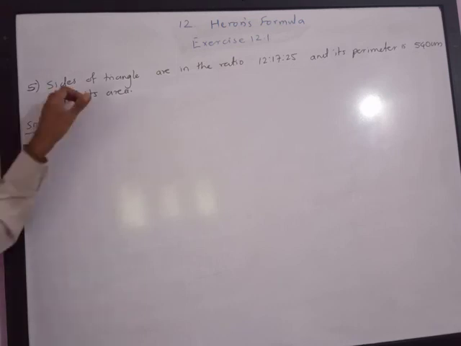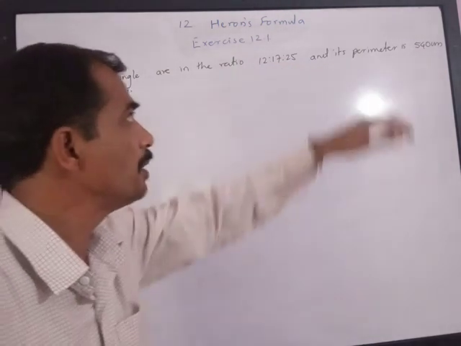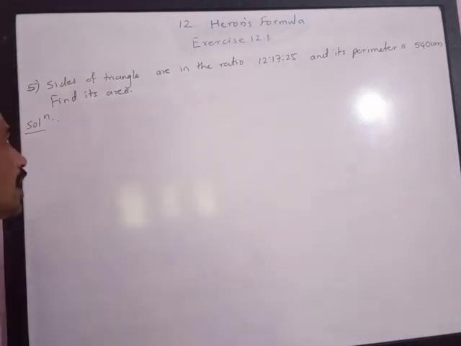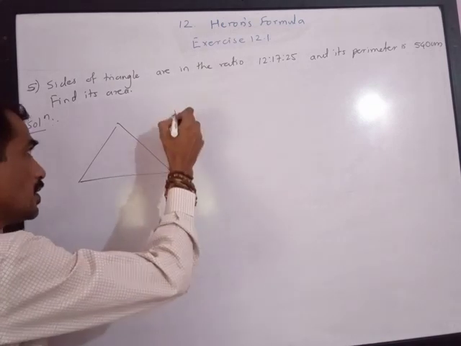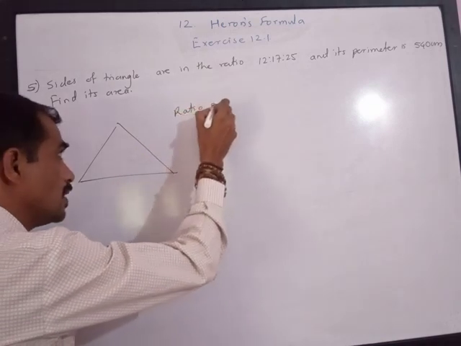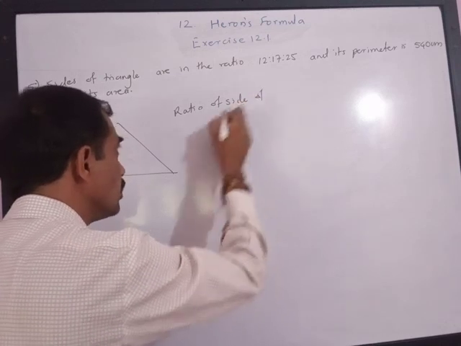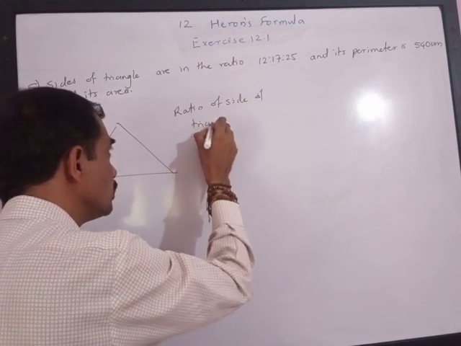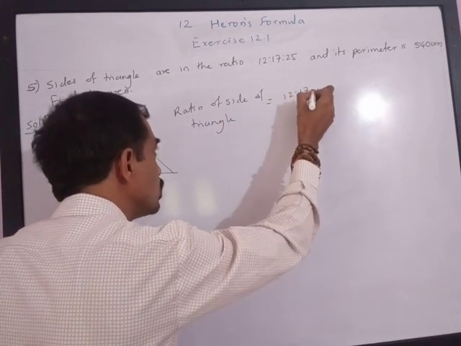Next question. Sides of a triangle are in the ratio 12 is to 17 is to 25 and its perimeter is 540 centimeters. Find its area. So we are given the ratio of sides of a triangle, equal to 12 is to 17 is to 25.